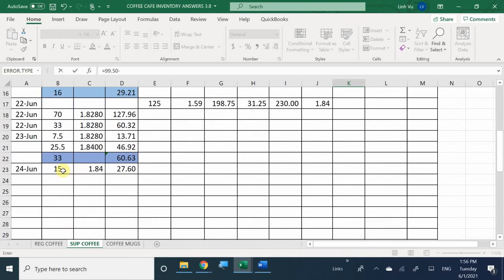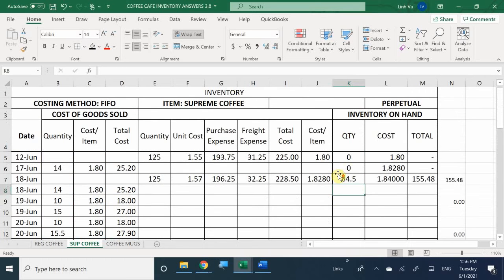And it'd be 84.5. 84.5, good. And your total would be 183.08 minus the 27.60. Okay. 27.60, yeah. Good.